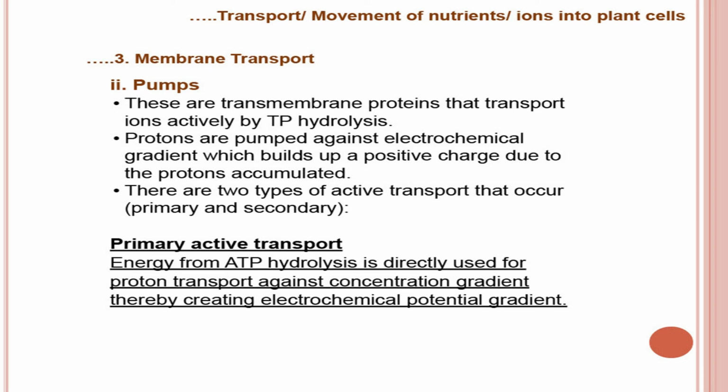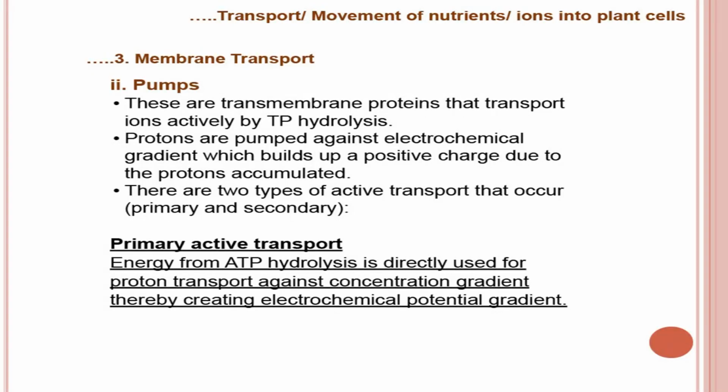Let us see primary active transport. What do we mean by primary active transport? Energy from ATP hydrolysis is directly used for proton transport against the concentration gradient, thereby creating an electrochemical potential gradient. What do we mean by ATP hydrolysis? Here the ATP is converted into ADP and energy is released. And here, against the potential gradient means the movement of ions is occurring from lower concentration towards the higher concentration, not as in the case of diffusion.